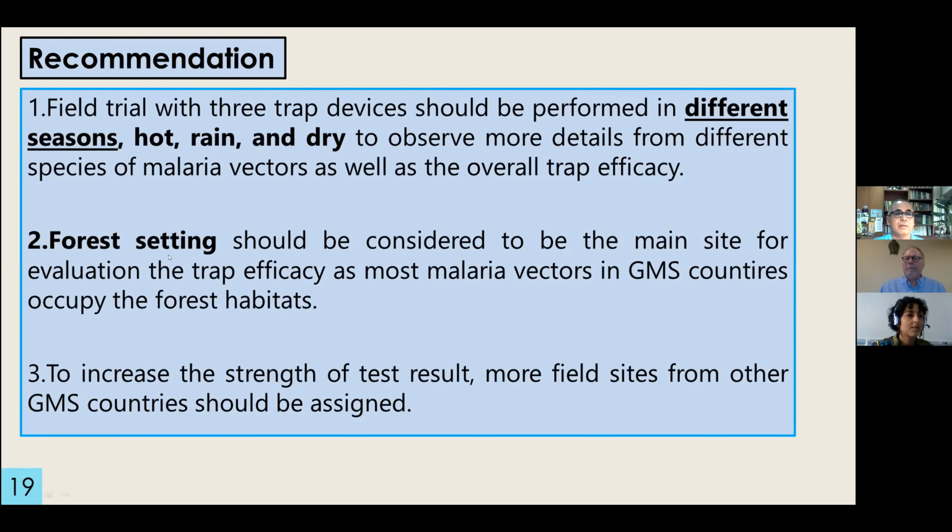Forest testing should be considered the main site for evaluation of the trap efficacy, as most malaria vectors in Greater Mekong sub-region countries occupy the forest habitat. To increase the strength or the power of the data, test results from more field sites from other countries in the GMS should be assigned.